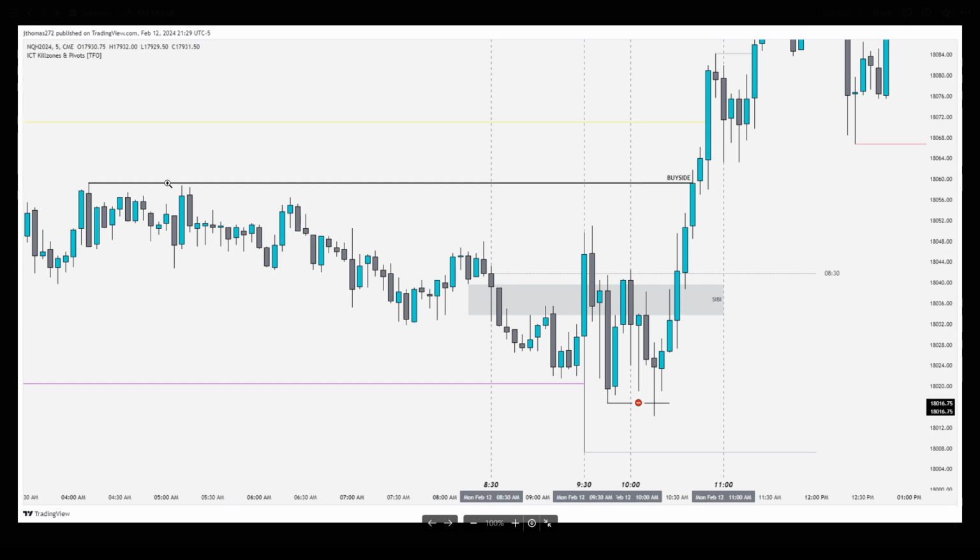Cycle over to the 1 minute, and now you can see on the 5 minute, right, here's your market maker buy model. Very similar to what we saw today, except we just didn't have a spike down from 8:30. So here's your pre-market relative equal highs, super liquidity.